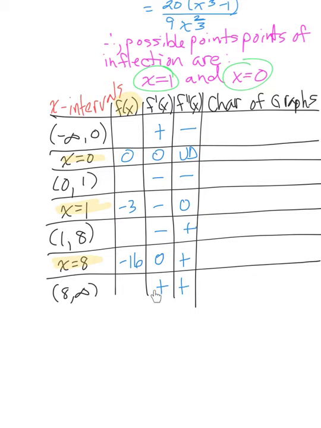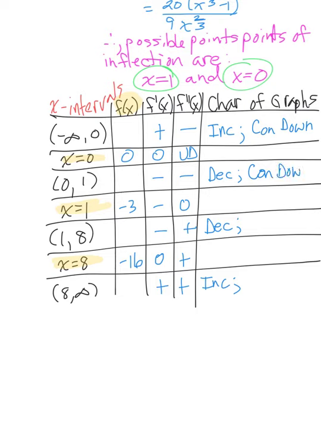So based upon the first derivative, I would have increasing on this interval, decreasing on this one, decreasing on this interval, and increasing on this one. And then for the second derivative, that's my concave up and down, I would have concave down for this interval, concave down for this interval, concave up for this one, and concave up for this one.